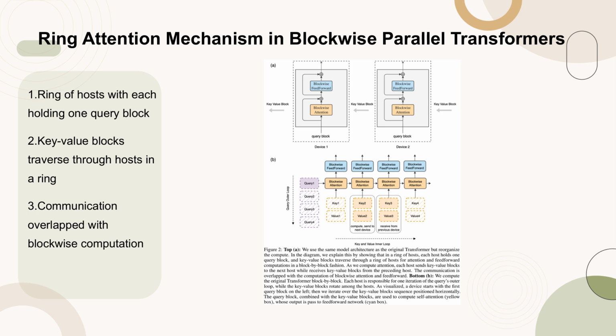Part B visualizes the original transformer block-by-block computation, where each host is responsible for one iteration of the query's outer loop, and key-value blocks rotate among the hosts. The query block, combined with the key-value blocks, computes self-attention, and the output is passed to the feed-forward network.